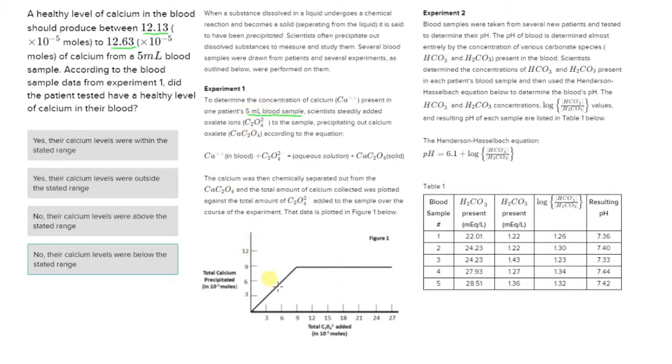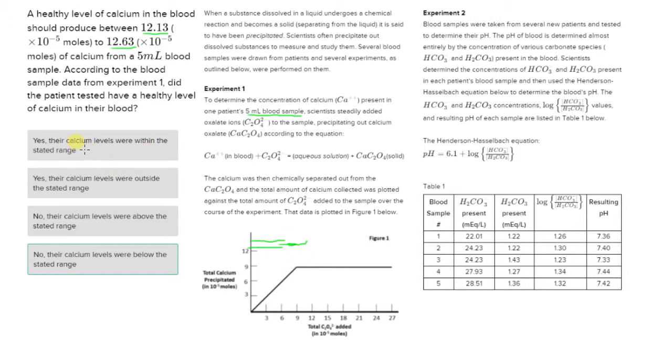And so if we look down at this chart, we can see the data they collected. If it's healthy, they should be having between about here and, let's say, here, somewhere between 12.13 and 12.63 times 10 to the negative fifth moles. This whole side is in 10 to the negative fifth moles, as you can see on this axis. So the healthy level of calcium should be somewhere in between here. But we can actually see that ours is much lower than that.